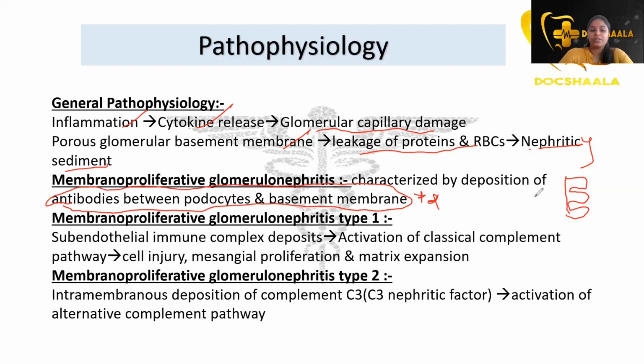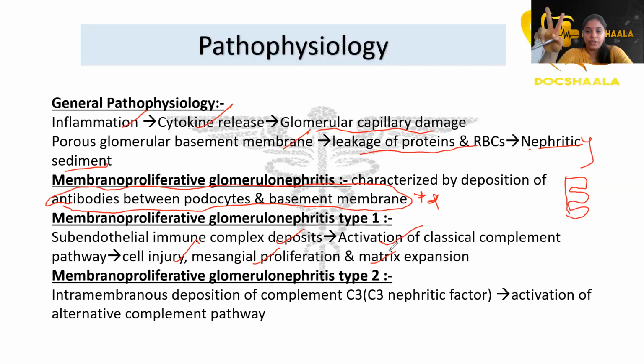In type 1, subendothelial immune complex deposits are deposited, which leads to activation of the classical complement pathway, which leads to cell injury, mesangial proliferation, and matrix expansion. So type 1: subendothelial immune complex deposits lead to activation of the classical pathway, then cell injury, mesangial proliferation, and matrix expansion.